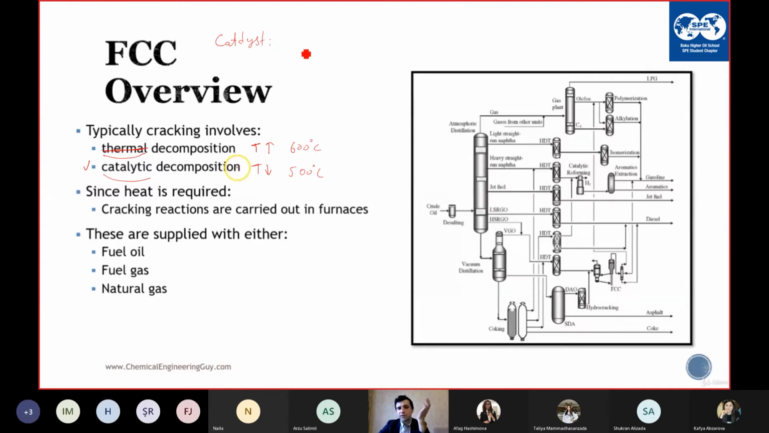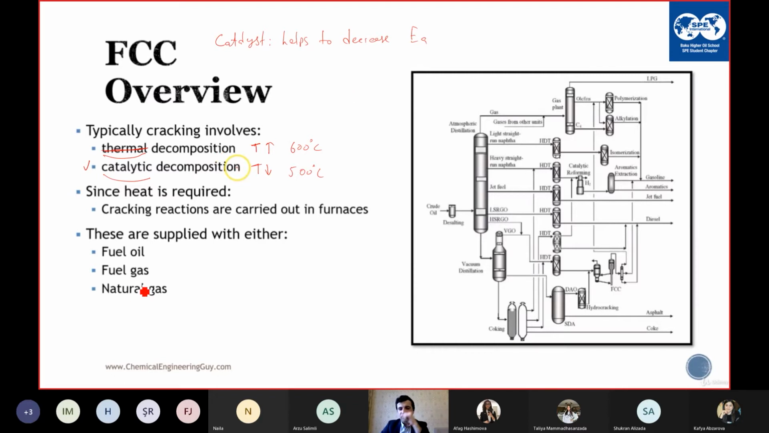And the catalyst, what is the role of the catalyst? It helps to decrease the activation energy. So if you don't have a catalyst, of course, the activation energy will be higher. We have to use more energy, more fuel, etc. But when we use a catalyst, the activation energy decreases, but we have to deal with the catalyst. That's why we will have the regeneration for the catalyst.